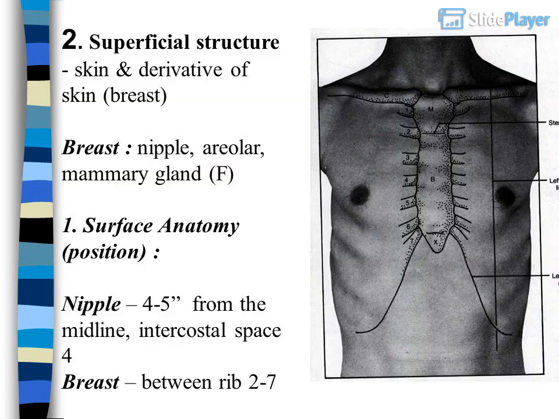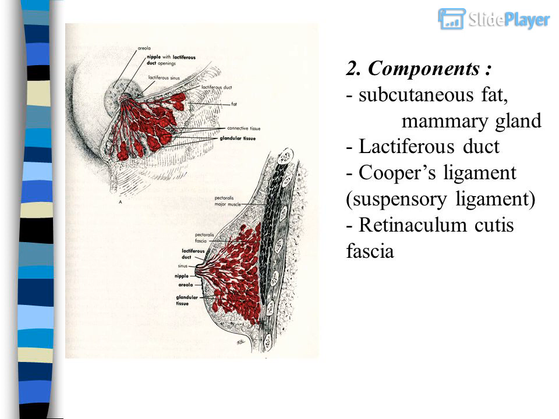2. Superficial structures: skin and derivatives of skin, breast. Breast: nipple, areola, mammary gland. 1. Surface anatomy, position. The nipple is 4 to 5 from the midline, at intercostal space 4. The breast lies between ribs 2 to 7. 2. Components: subcutaneous fat, mammary gland, lactiferous duct, Cooper's ligament, suspensory ligament.